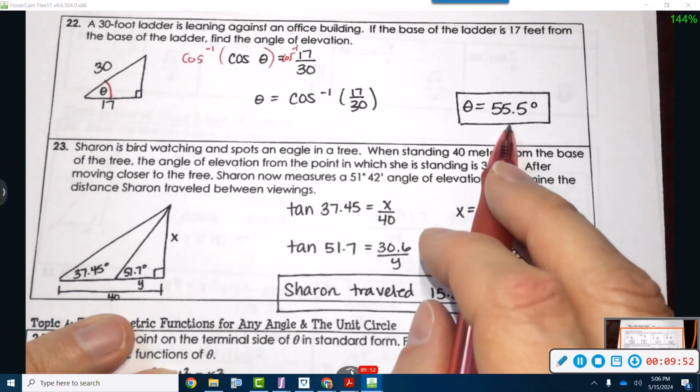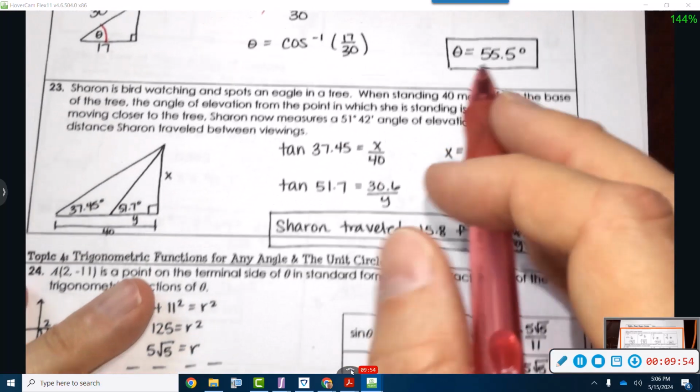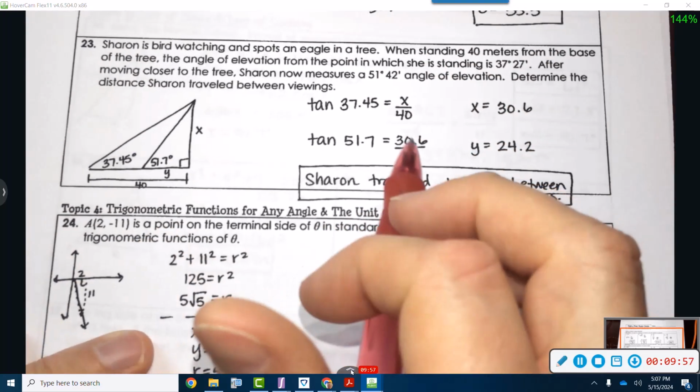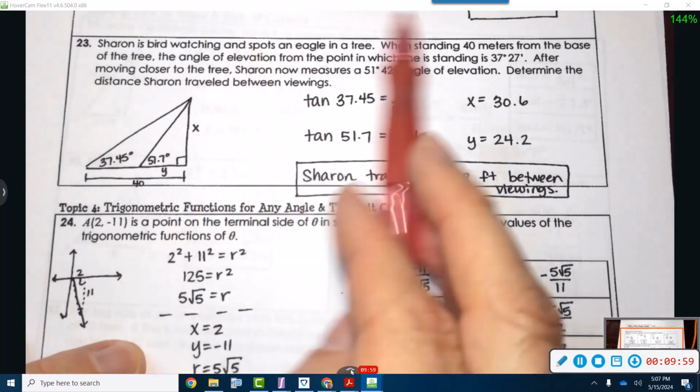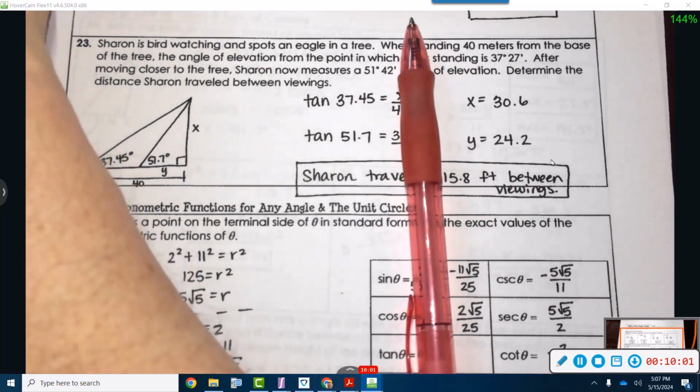If you're in degrees, you will get degrees. If you are in radians, you will get radians, and the answer won't make any sense. Now let me stop here with this video and we'll start with 23 in the next.